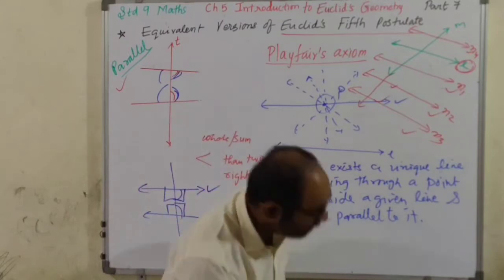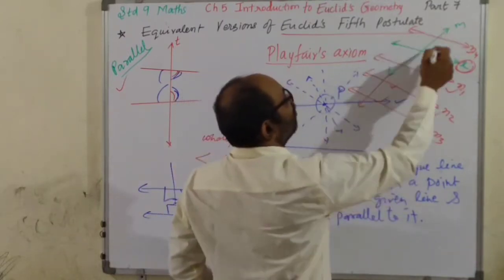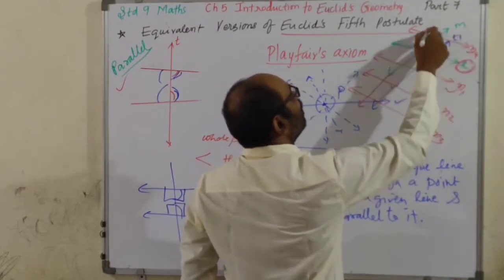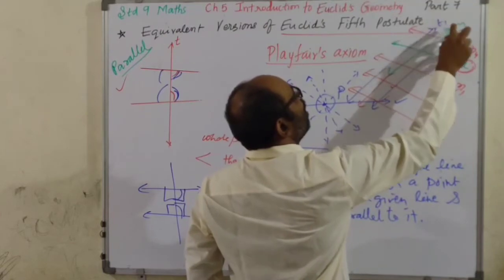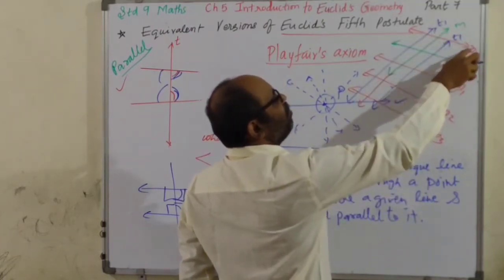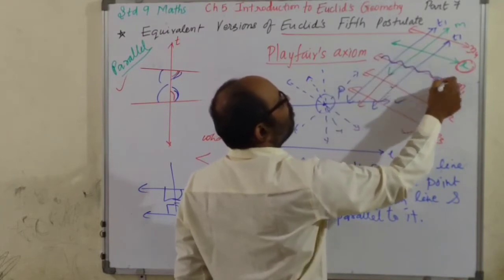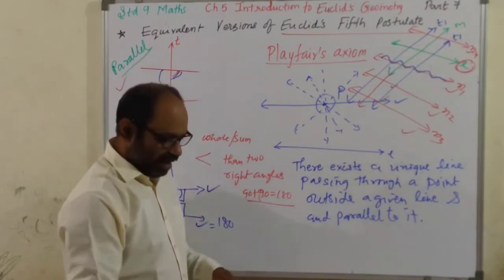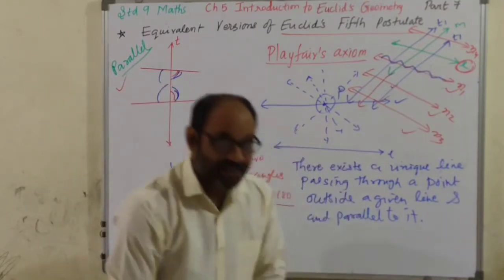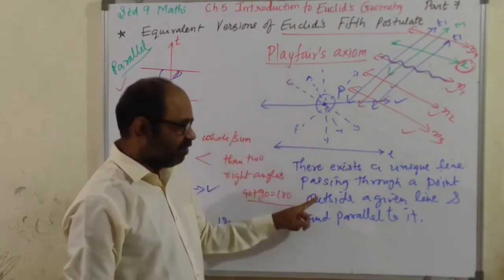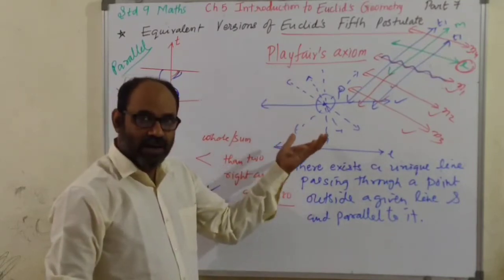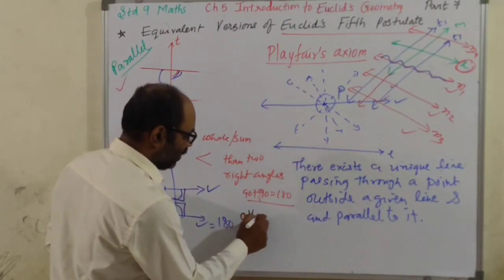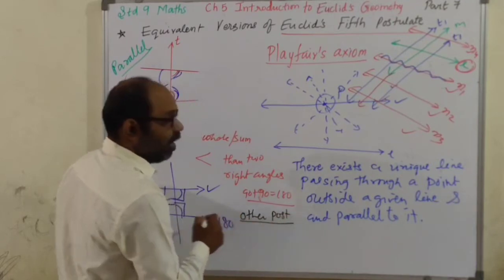Okay? Now this is line M. This line, let's say T1, is parallel to M, but it will never be parallel to N. In fact, it will intersect. So that is another postulate. It's not given by Playfair. Playfair's postulate is this. Who has given this postulate, the name is not given. But it is another postulate.